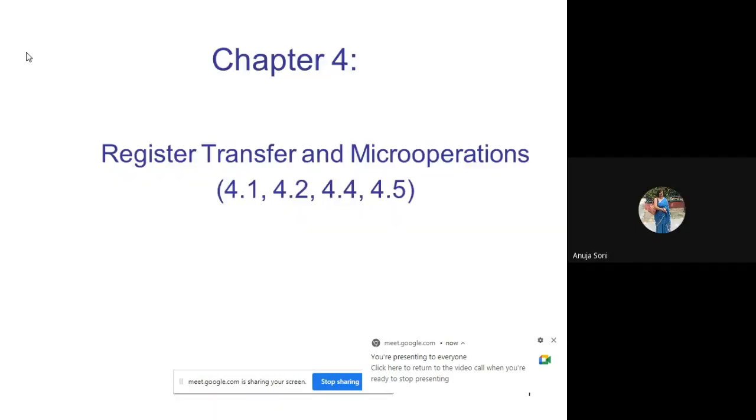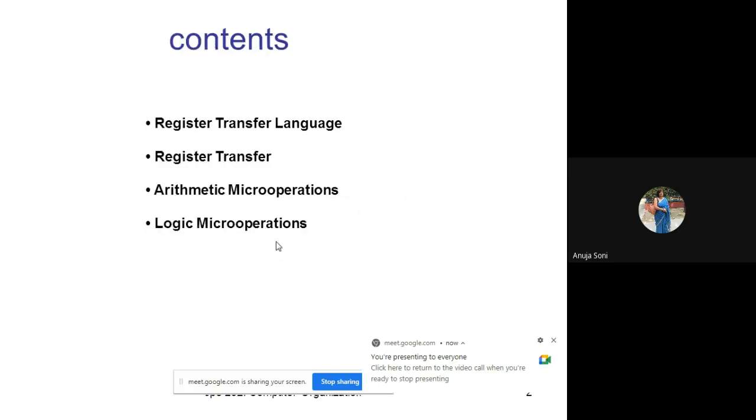So we are going to begin with chapter 4. The title of chapter 4 is Register Transfer Statements and Micro Operations. And these are the different sections covered in your course. If we talk about the contents, you have register transfer language, register transfer, arithmetic micro operations, and logical micro operations.